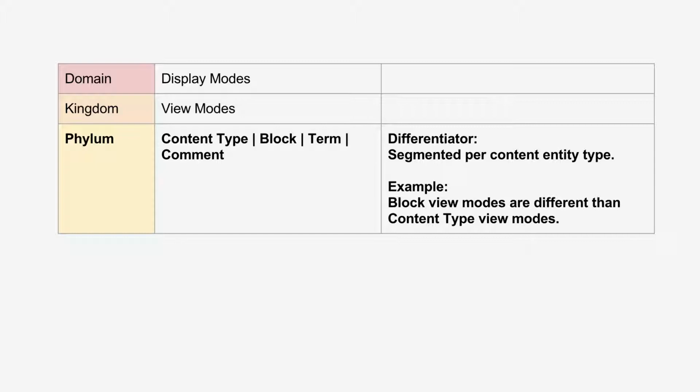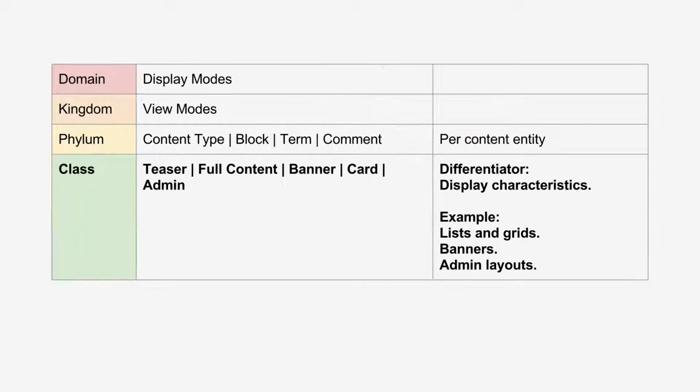So the families of content entities in Drupal 8 are content types, blocks, taxonomy terms, and comments. And each one of these has its own set of view modes. So if I made a teaser in content type, I could not use that same teaser in a block because its family, it's attached to the content type itself. So block view modes are different than content type view modes. Okay, so this is getting interesting.